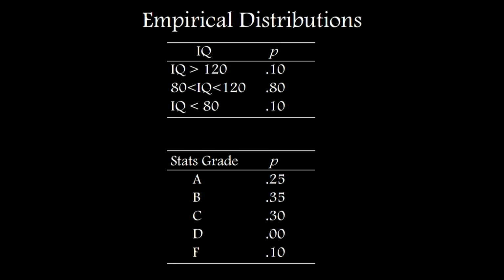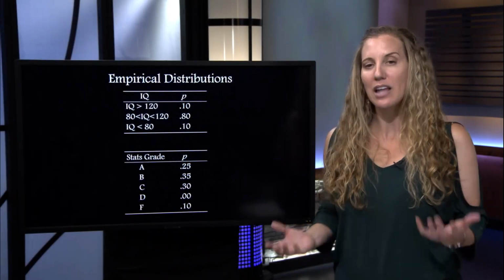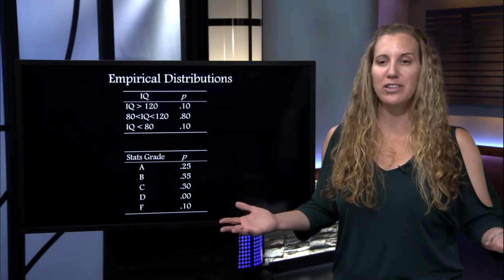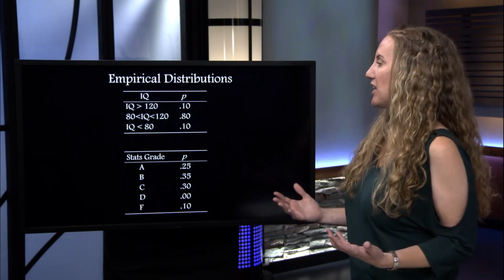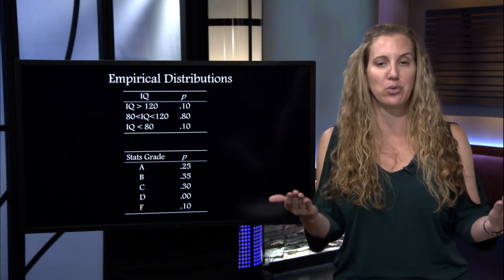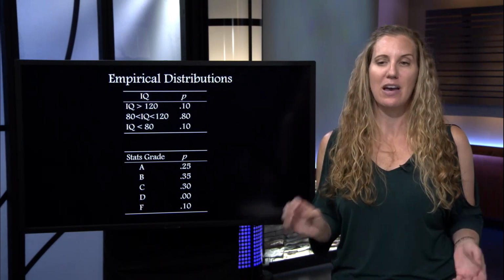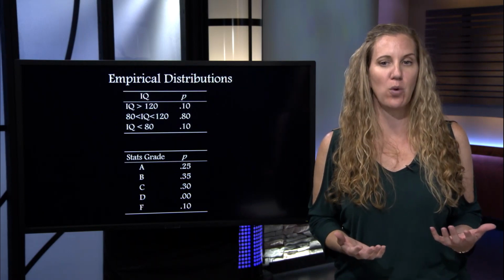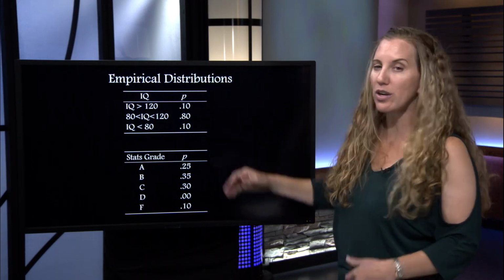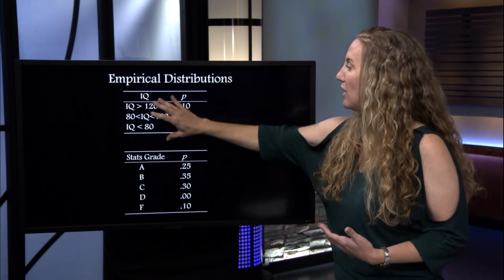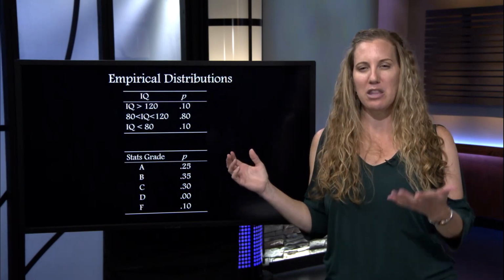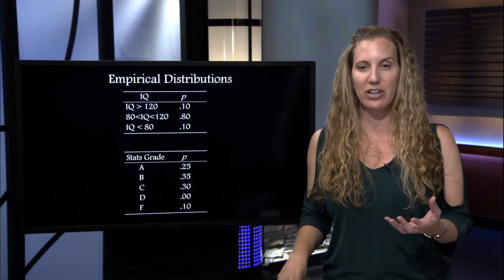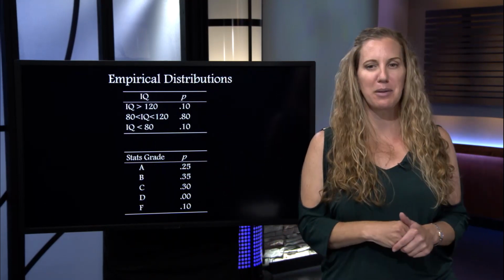So if I were to go out into the population at large and select somebody at random, I have an 80% chance that their IQ is going to be somewhere between 80 and 120. I only have a 10% chance that that person I just randomly select out there in this world at large has an IQ greater than 120. So these p-values are telling me my proportion of the population that fall into each of those categories, but they're also telling me the probability that I could select somebody at random and get them to fall within one of those particular categories.